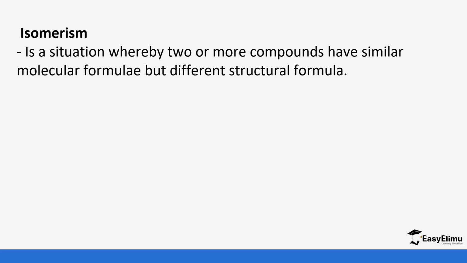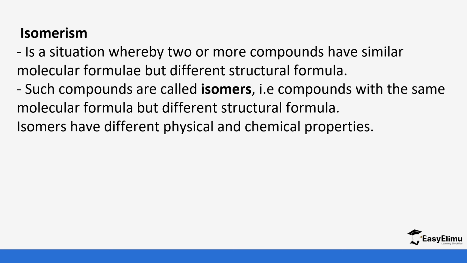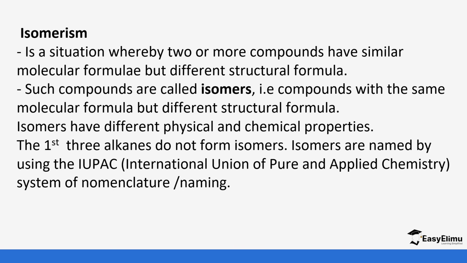So isomerism is a situation where two or more compounds have similar molecular formula but different structural formula. Such compounds are usually called isomers. And compounds with the same molecular formula but different structural formula have different physical and chemical properties. Although they have similar molecular formula, you notice that their physical properties and chemical properties may not be the same.